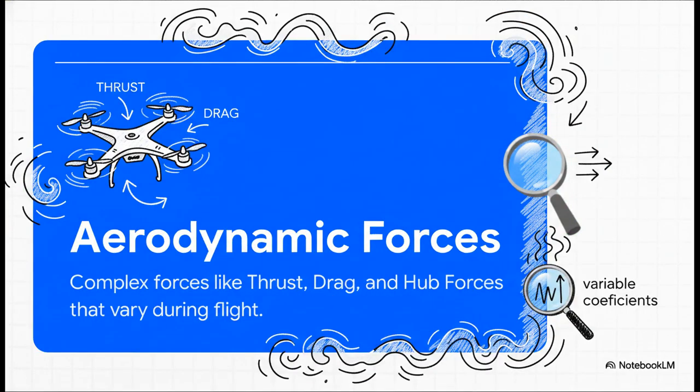The Newton-Euler model also goes way, way deeper into aerodynamics. Instead of just assuming the forces are always the same, it understands that things like thrust and drag actually change depending on what the drone is doing. It knows that the forces are different when the drone is flying forward at full speed compared to when it's just hovering. This makes the model so much more accurate during tricky maneuvers.